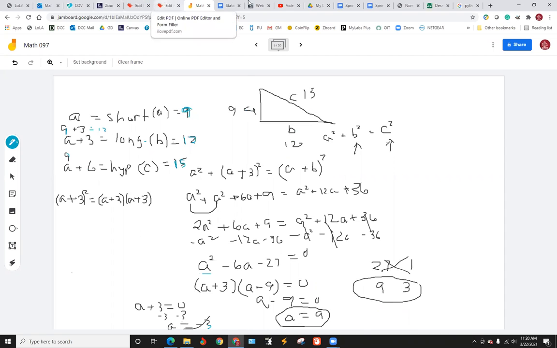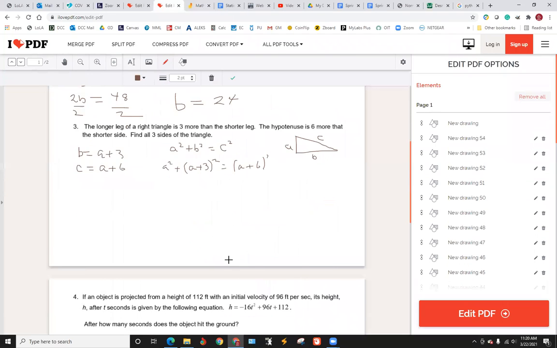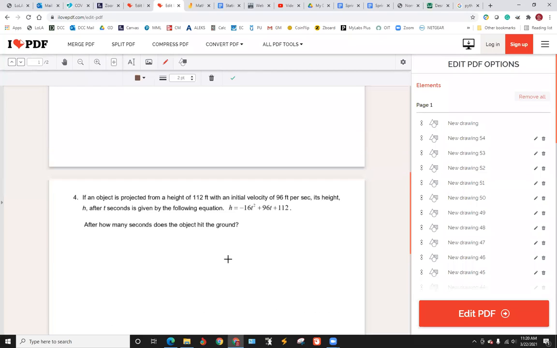All right, I want y'all to work on this one, and I'll just tell you, there's nothing really to do here except replace the h with a 0 because it wants to know how long it takes to hit the ground, and the height of the ground is 0. So replace the h with 0, then try to solve this.